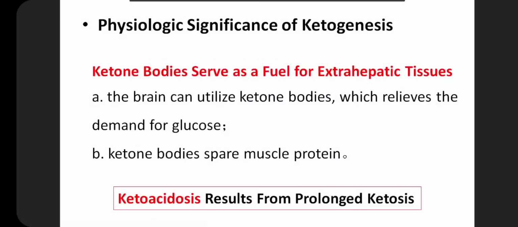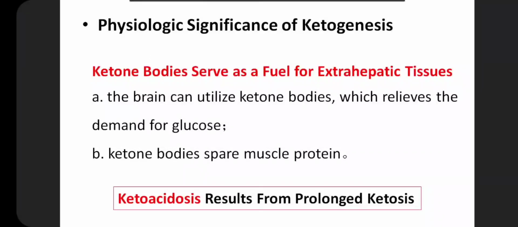Okay, so next, let's see the physiological significance of the ketone bodies. As we have learned, the ketone bodies are very small, right, and they can diffuse through the blood-brain barrier. But the fatty acid cannot cross the blood-brain barrier. So the brain cannot use the fatty acid as energy. So the ketone bodies are very important for the brain.